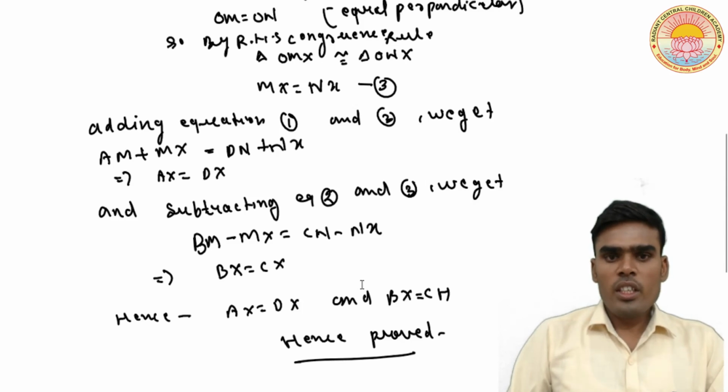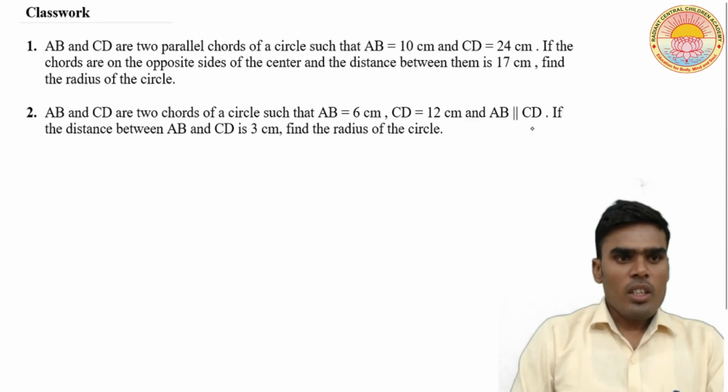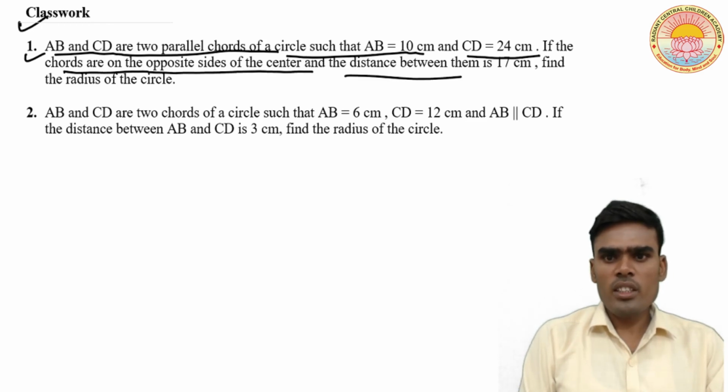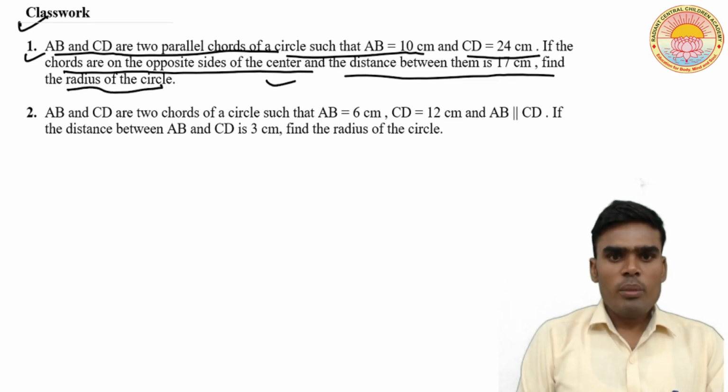So, let's see the questions of the classwork. Question first: AB and CD are two parallel chords of a circle such that AB is equal to 10 cm and CD is equal to 24 cm. If the chords are on the opposite sides of the center and the distance between them is 17 cm, find the radius of the circle. So, it is based on question 2.